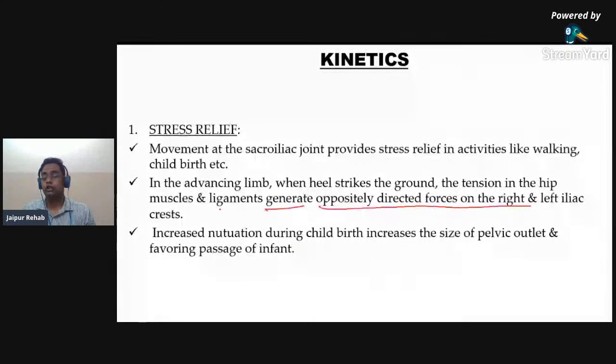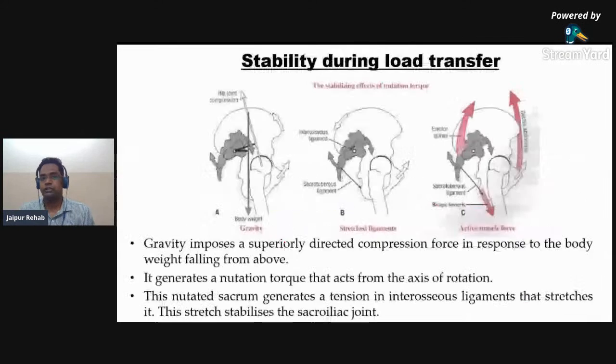Increased nutation is always there during childbirth also, which increases the diameter of the pelvic outlet, which eases the passage of the infant or the child from there, right? So it has actions like stress relief also. The other actions include the stability during the load transfer.